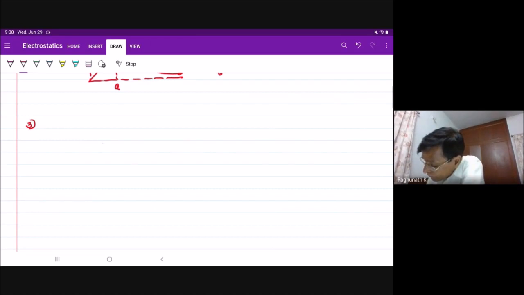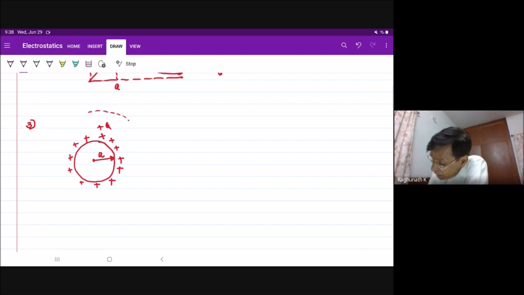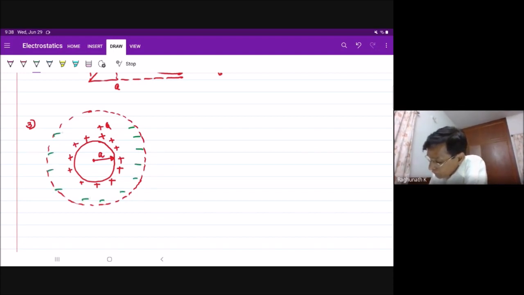Suppose I have a hollow spherical conductor of radius A, charged with plus q coulombs. Another concentric hollow spherical conductor of radius B, charged with minus q coulombs.